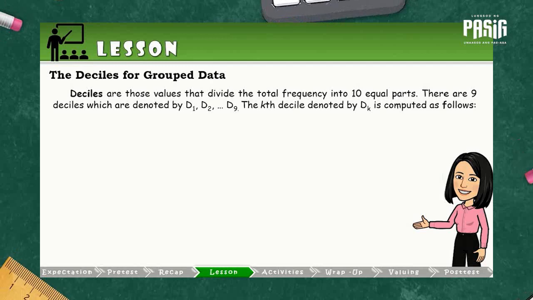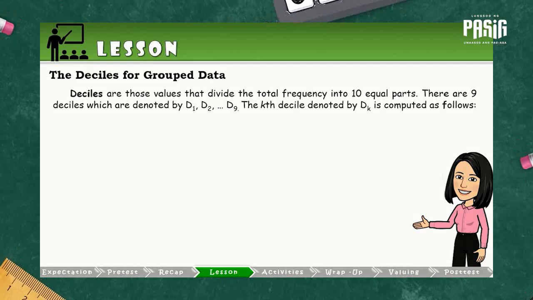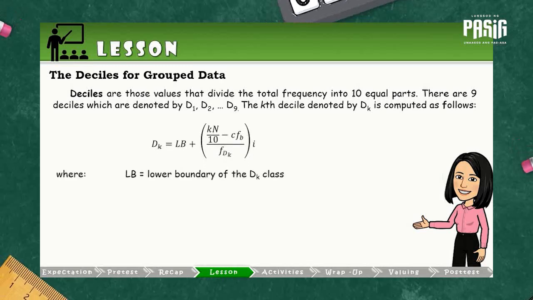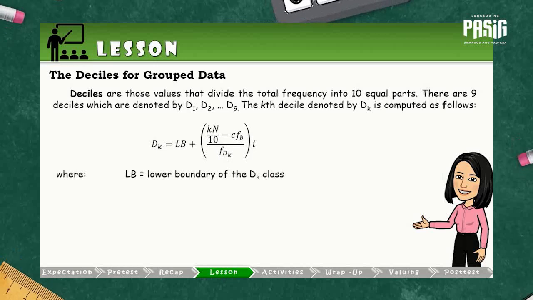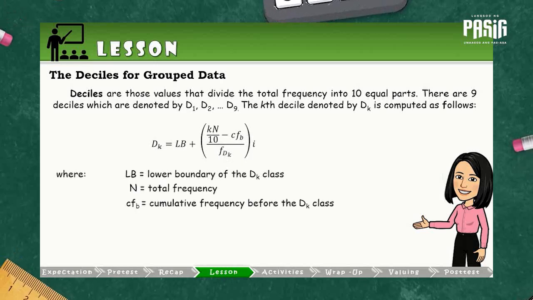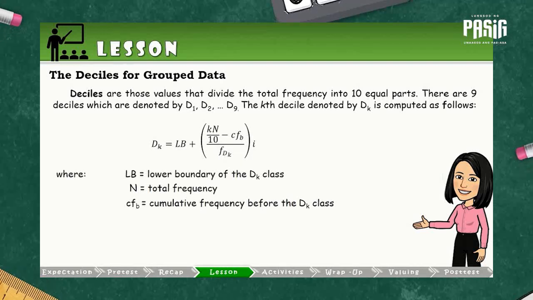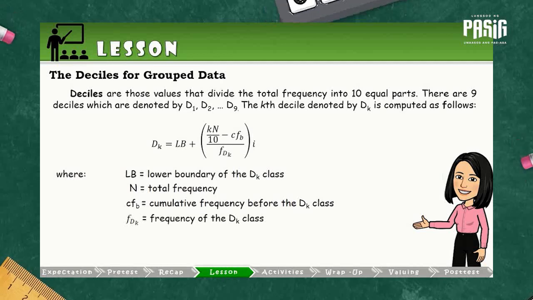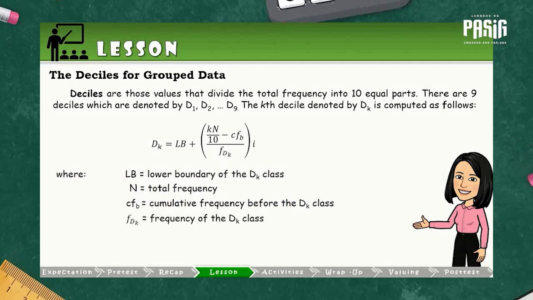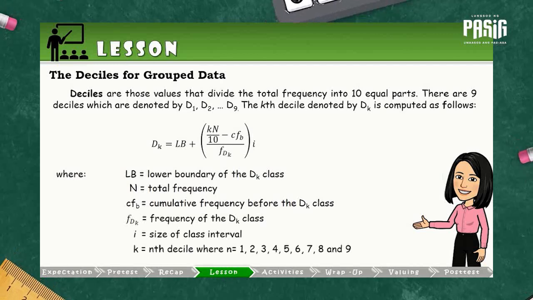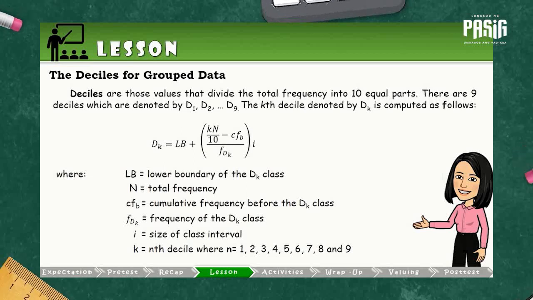The kth decile, denoted by D sub k, is computed using the formula where LB is the lower boundary of the D sub k class, n is the total frequency, Cf sub b is the cumulative frequency before the D sub k class, f sub D sub k is the frequency of the D sub k class, i is the size of the class interval, and k is the nth decile where n is equal to 1, 2, until 9.